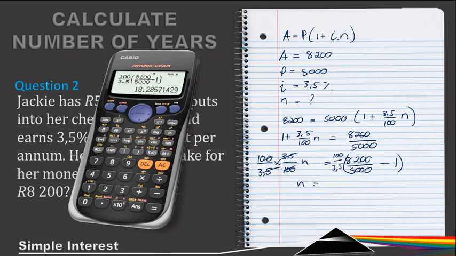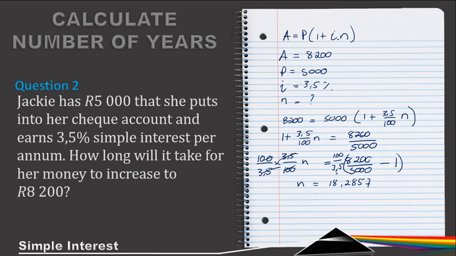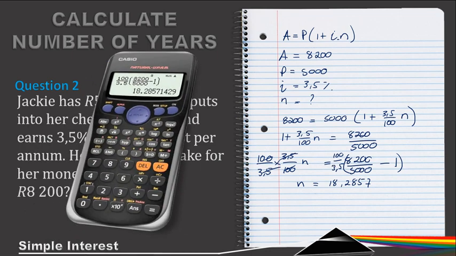Okay, so this gives us 18.2857. Let's assume that they then asked us for the amount of months as well, which means we're going to subtract 18 to get rid of the years, and then that's a fraction of the year that's left, and we multiply it with 12 months, and that would then give us 3.4 months, which we're going to round up to 4 months. So it's going to be 18 years and 4 months.